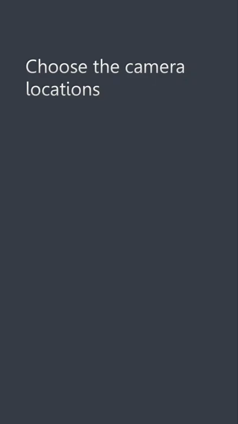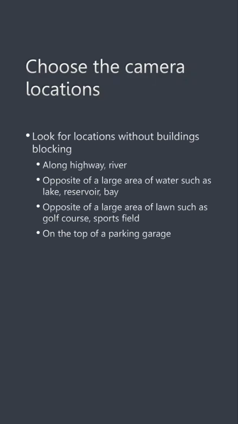and how to choose the camera location is also something you need to know. As I mentioned earlier, we don't consider buildings when we suggest locations, which means you need to find a location without the building blocking. Of course, you can go there to take a look, but before you do that, you can just look at the satellite map and decide which locations are possibly working.